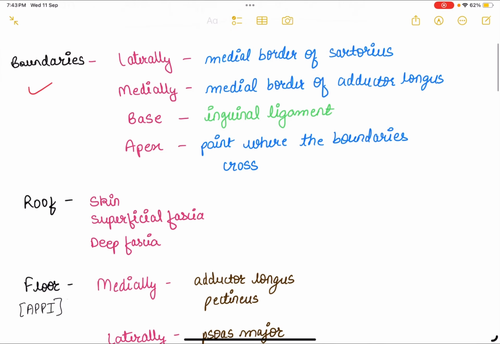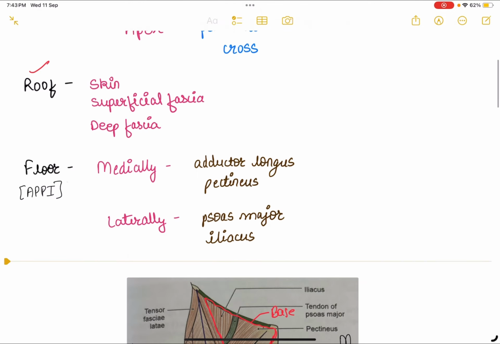Now let us discuss the roof. So the roof of this triangle is formed by skin, then superficial fascia. In the superficial fascia you will find superficial branches of the femoral artery and corresponding veins. In the deep fascia we will see the cribriform fascia which surrounds the saphenous opening.